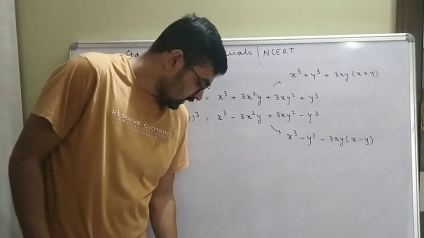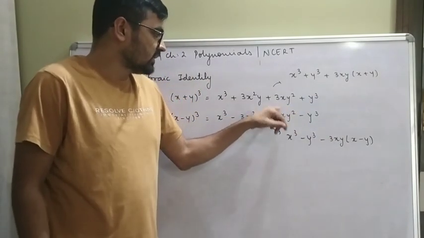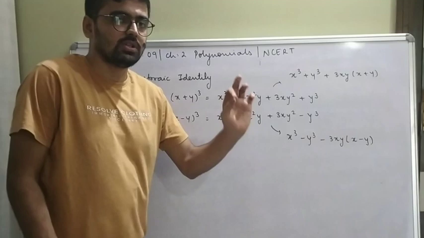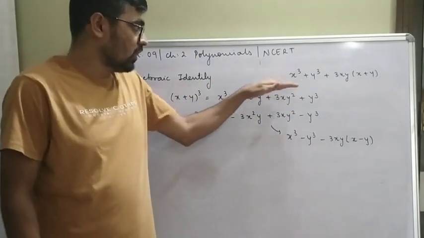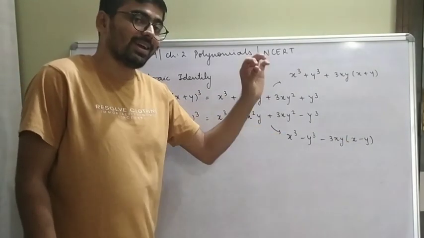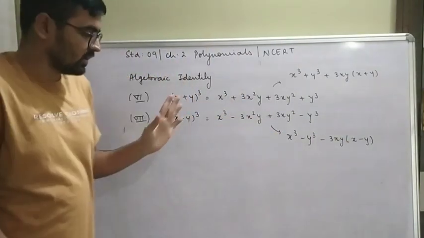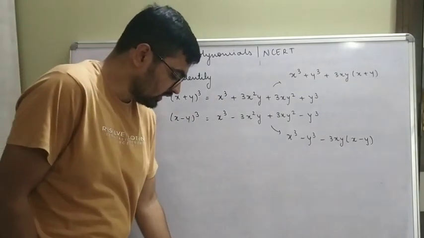I don't know. Your textbook has given it like this only. Correct? I prefer this, but you can prefer any of them which you like. This is how we can write it, this way or this way: x plus y whole cube, and x minus y whole cube. Irrespective, you can write as you like. There is no compulsory thing.